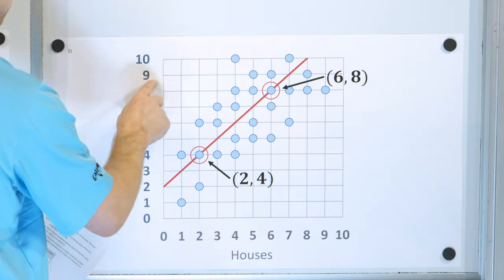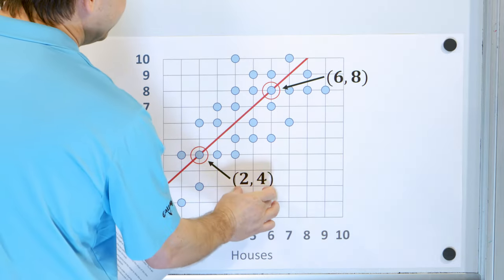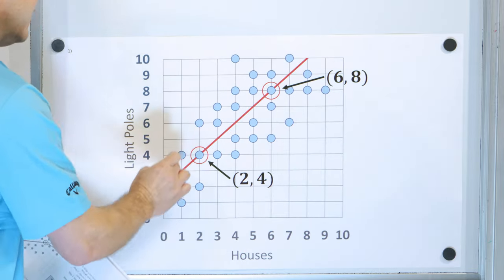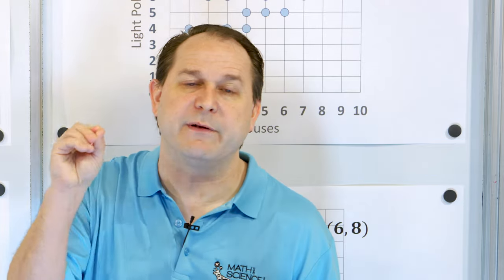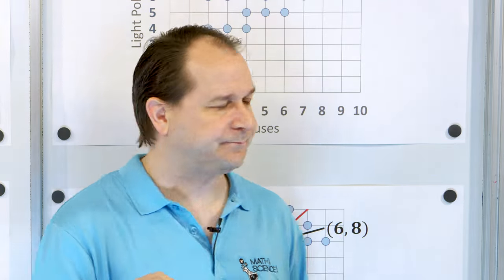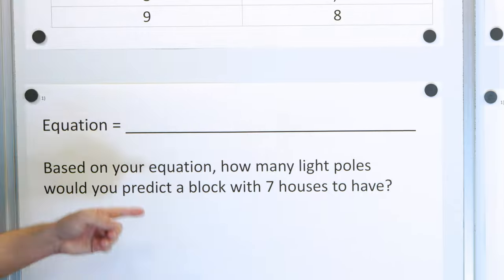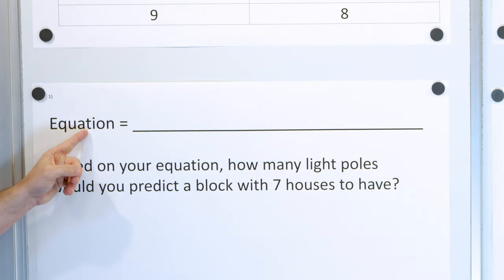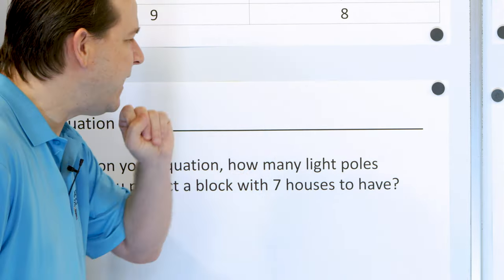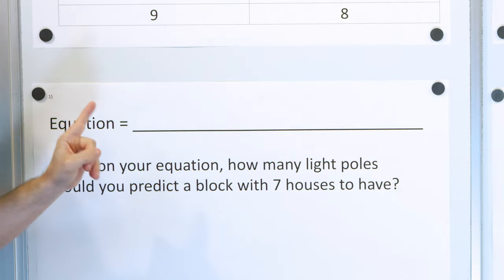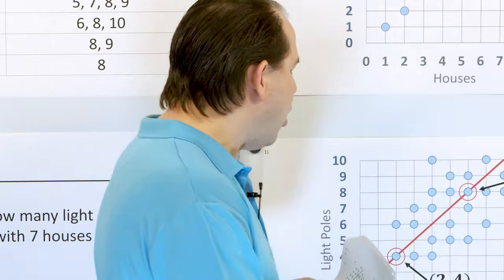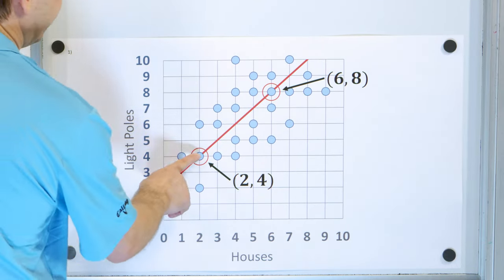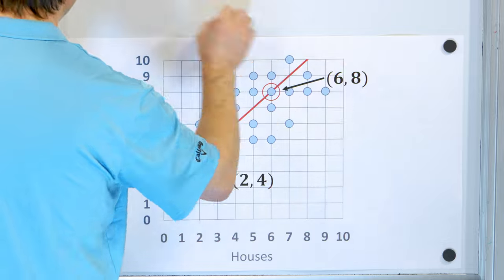Here's (6, 8). So we're gonna use these 2 points, which are on the line that we have for the best fit, and we're gonna write down y equals mx plus b, the equation of the line. That's why the first part of our problem asks what the equation is, and then we're gonna use that equation we just wrote down to make a prediction, which is the second part of the problem. So all we need to do is remember the 2 points on our line, (2, 4) and (6, 8).